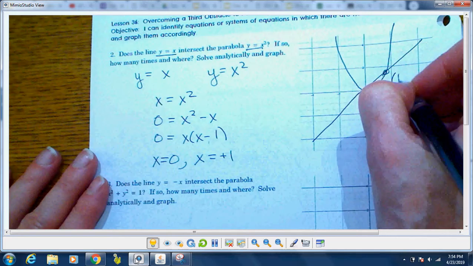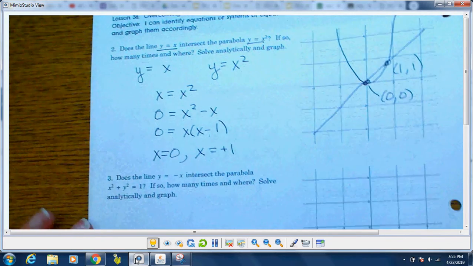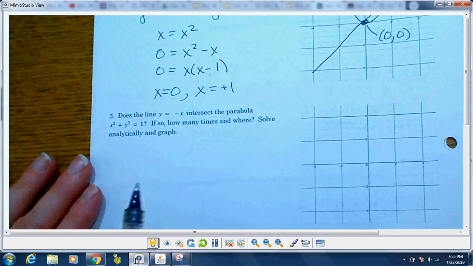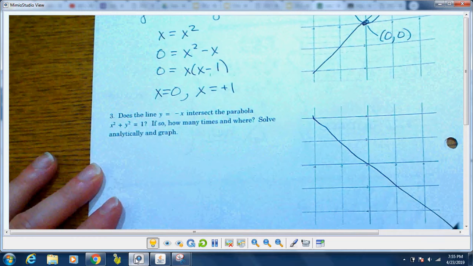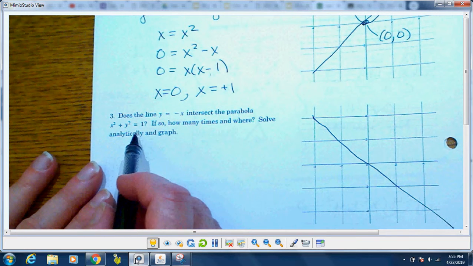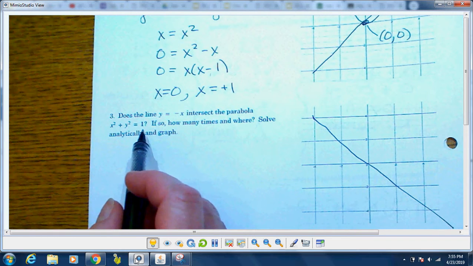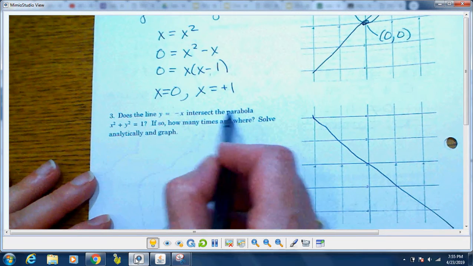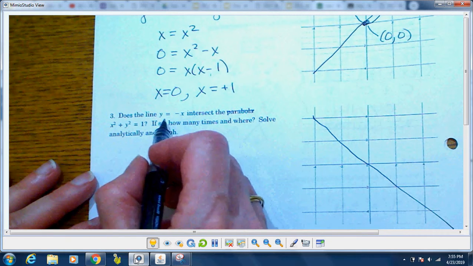Pretend that's a 1. Just a bad sketch. Next one, does the line y equals negative x, so it's just going to be a line going this way, does it intersect the parabola x squared plus y squared equals 1? If so, how many times? Actually, that should be a circle. Solve analytically and in graphs. So let's go ahead.